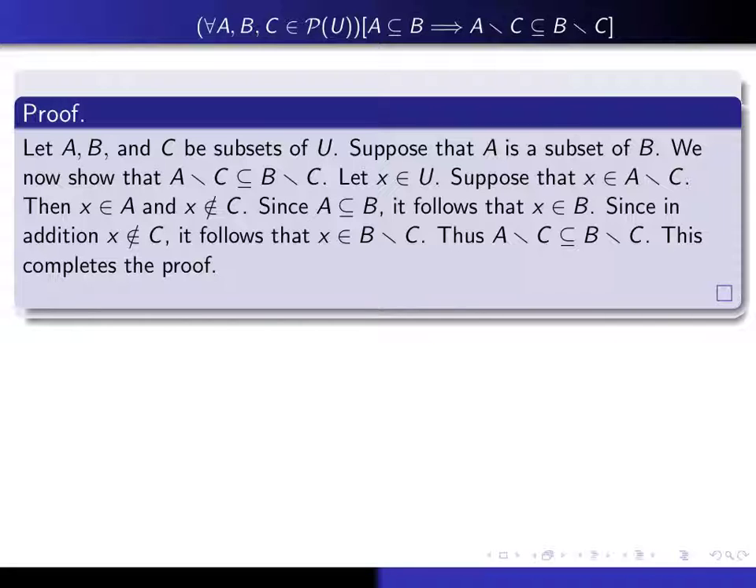Now I write down what that means. That means x is in A and x is not in C. Now I make use of the hypothesis. Since A is a subset of B, it follows from the fact that x is in A that x is in B. Since in addition x is not in C, as we assumed here, it follows that x is in B minus C by definition of set theoretic difference. So finally I have the right to say that A minus C is a subset of B minus C because I started off by giving myself a generic x in A minus C, and I proved that it was in B minus C. This completes the proof.